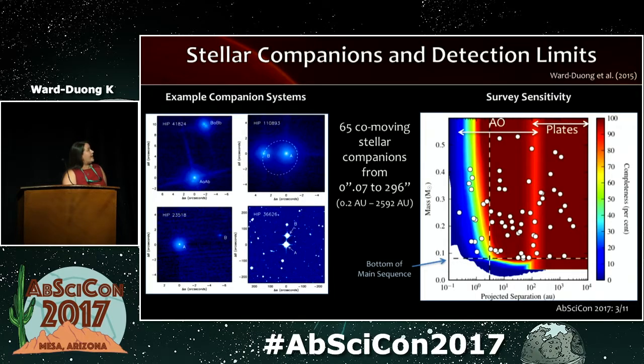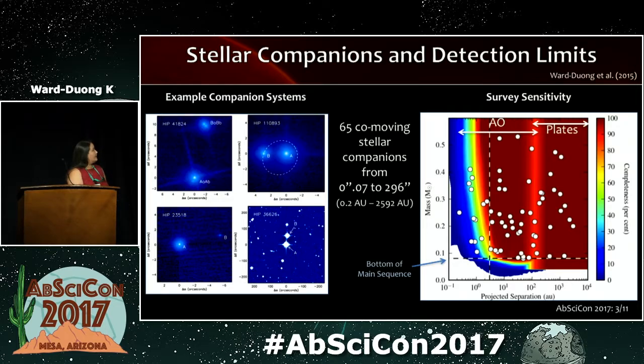And on the right, we're looking at our survey sensitivity. This is the mass in solar masses of a companion that we could detect in our imaging survey. You can see that we get all the way down to the bottom of the main sequence, so the transition between hydrogen-burning stars to brown dwarfs and planets. And we are sensitive to about 3 AU with almost 100% completeness to finding companions in this range.